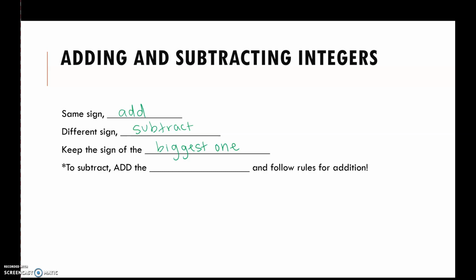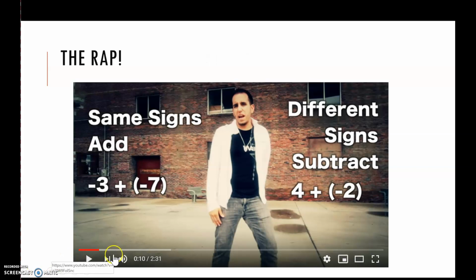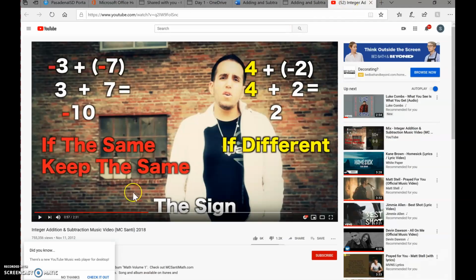And then if we're going to subtract, we're always going to add the opposite. So instead of subtracting, we're going to add the opposite, and then we follow the same rules, okay? So again, the song goes, same sign add and keep, different sign subtract. Keep the sign of the biggest one, then you'll be exact. Okay? So there's another way to remember it, and you guys get to choose your favorite. There's a rap. So we're going to go ahead and listen to the rap.